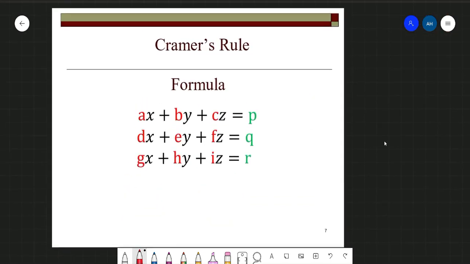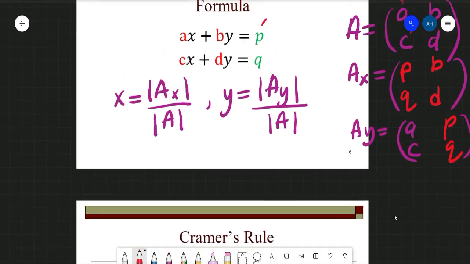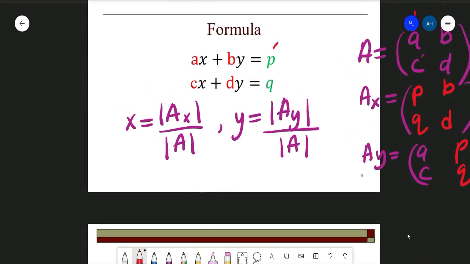Alright, now that's for 2 by 2. What we mean by 2 by 2 is when we have a system of linear equations with two equations and two unknowns. See, this is two equations. Equation number 1, equation number 2. Two unknowns, that is X and unknown Y. Two equations and two unknowns.